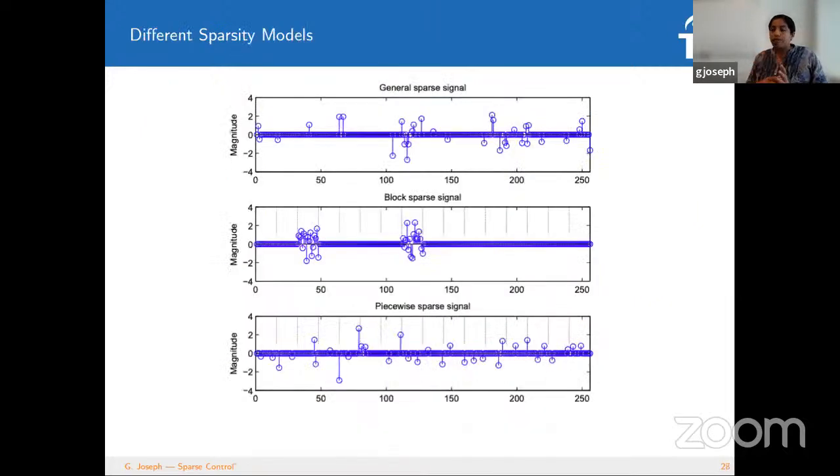To illustrate it better, if you look at it along with the previous picture that we saw, for a general sparse vector, we can have non-zero entries spread out at different locations. And if you have a block sparse vector, every block is either all zeros or it's dense. And what happens in a piecewise case? In a piecewise case, every block or every piece is sparse. So piecewise sparsity and block sparsity are kind of opposites to each other. Piecewise sparse vectors will arise in a case where the support is time varying, and block sparse signals will arise in a case where the support is time invariant or fixed.